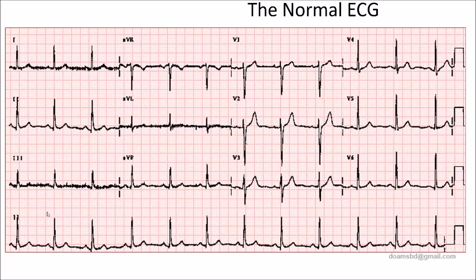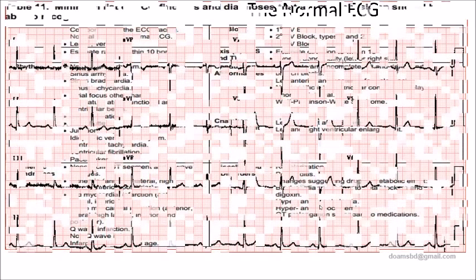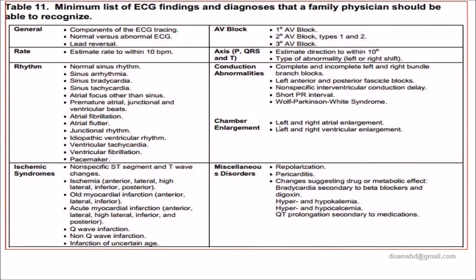And this is the lead 2, usually lead 2, and sometimes V1 is also utilized. Lead 2, you see the long lead 2. Whenever we see how to start with, I will tell. Before that, you see the minimum list of ECG findings and diagnoses that a family physician should be able to recognize.